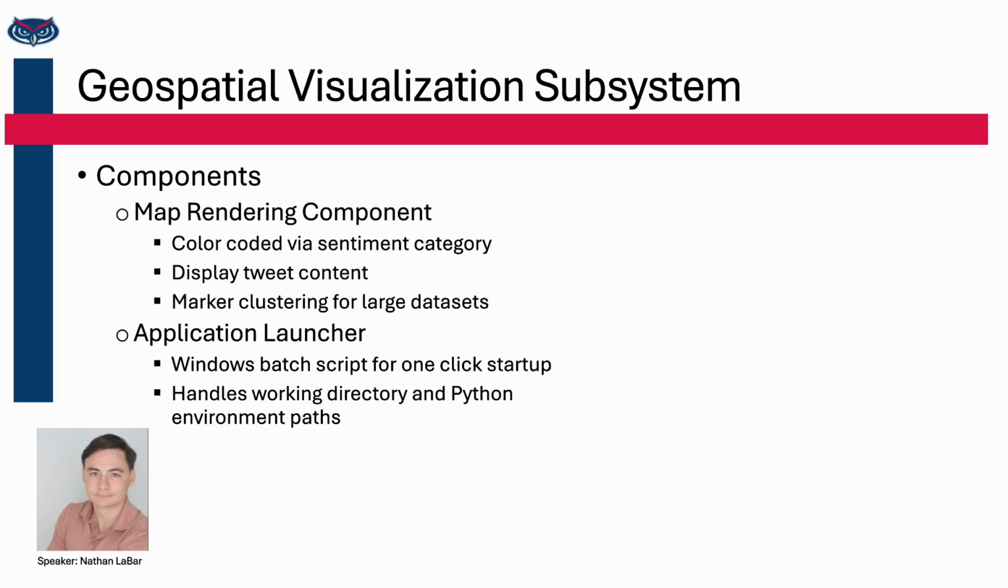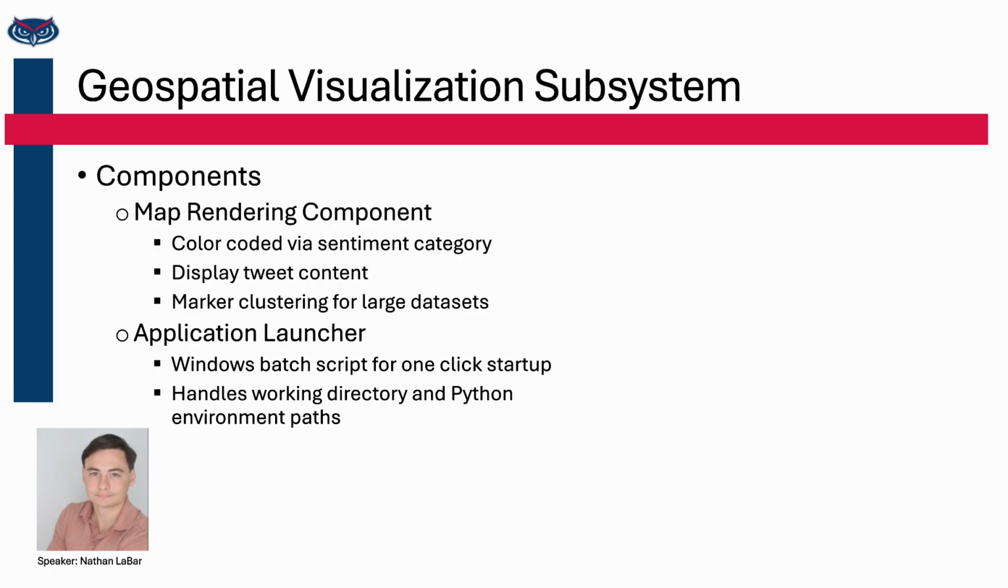The core of the subsystem is the map rendering engine built with Folium. Tweets are plotted on a map using their coordinates, and each point is color-coded according to its sentiment. This allows us to visually detect the clusters' emotional trends. Because thousands of points can overwhelm a browser, we use Folium's MarkerCluster plugin, which merges nearby points until the user zooms in. Clicking any cluster or marker reveals the actual tweet content, giving users context right on the map.